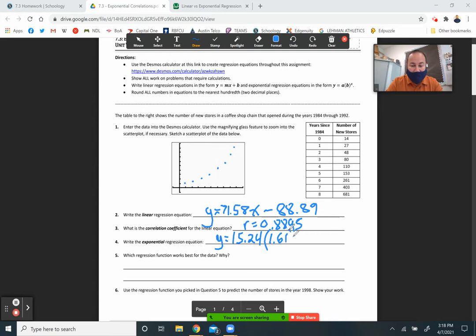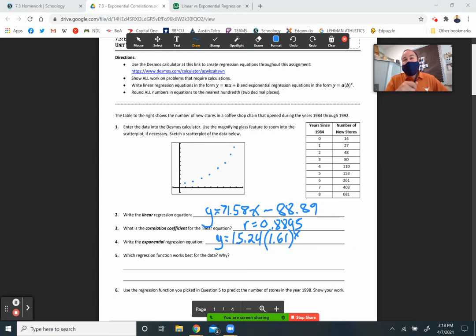Now here's where a lot of people forget. What am I forgetting? The x. And the x on the exponential equation is in the exponent. That's why it's exponential. Okay. So make sure you write the x, and it's an x up at the top in the exponent.